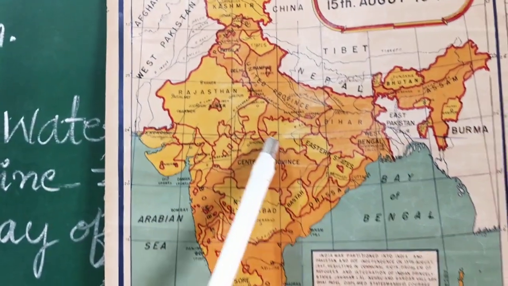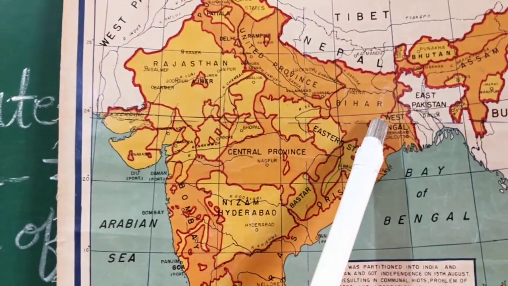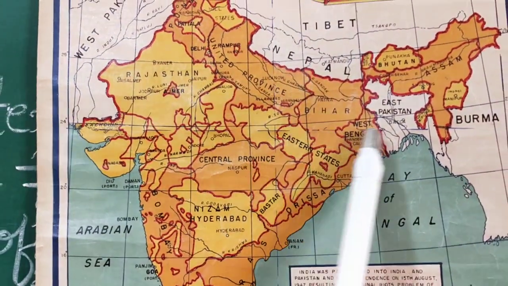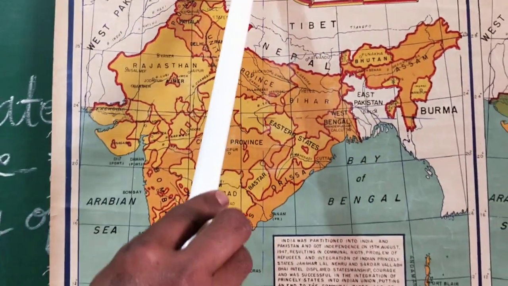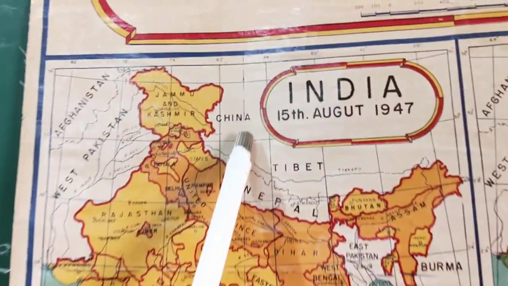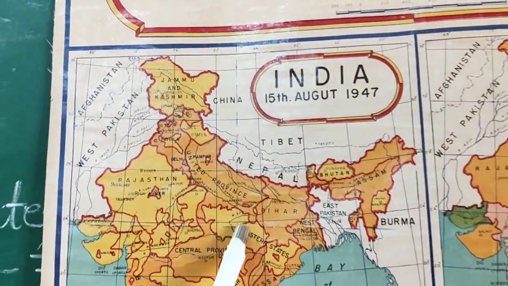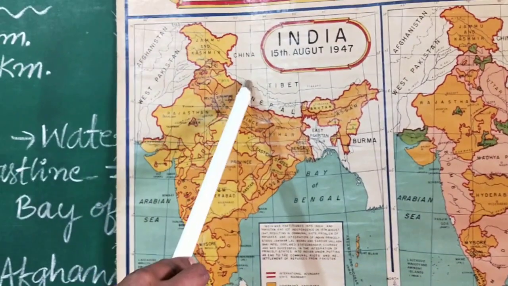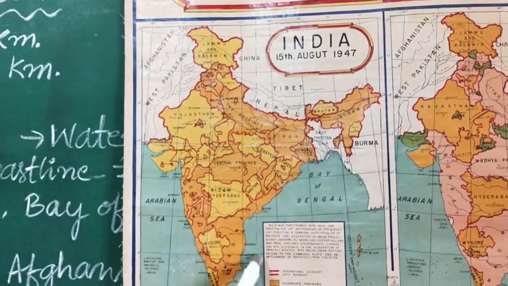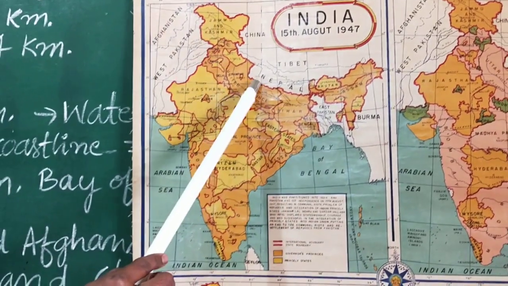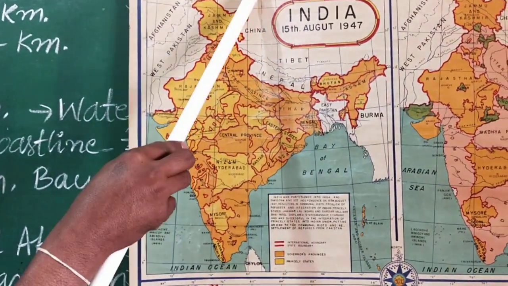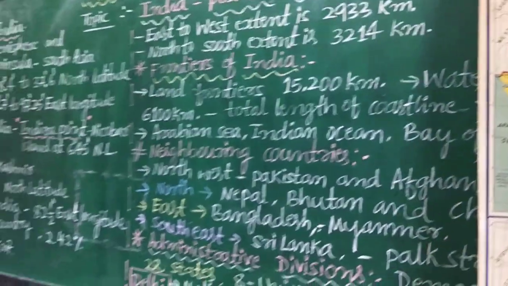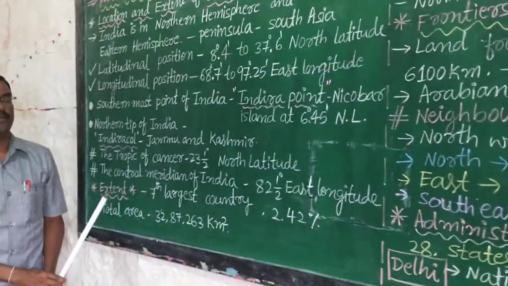23.5 degree north latitude is called Tropic of Cancer, which passes through middle part of India. 82.5 degree east longitude passes near Allahabad. This is called central meridian or prime meridian of India. Our Indian standard time is based on this longitude. Next, let us know about extent of India.